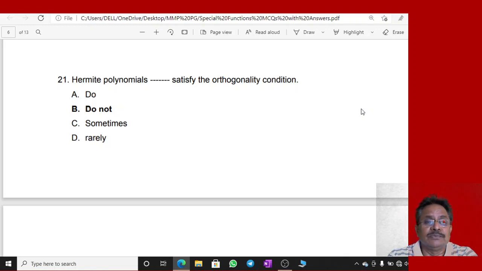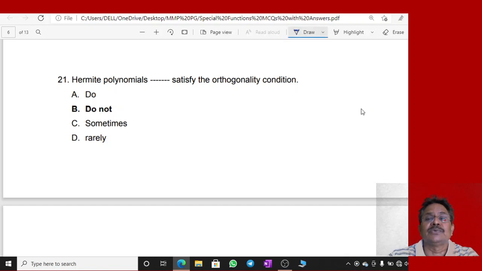Now question number 1, or 21 here in the series. Hermite polynomials dash dash satisfy the orthogonality condition. Four options are given. Option A, do satisfy; option B, do not satisfy; option C, sometimes they do satisfy; and option D, rarely satisfy. Out of this, C and D are not correct at all. Option B is correct, do not satisfy. So let's see how this particular thing works.